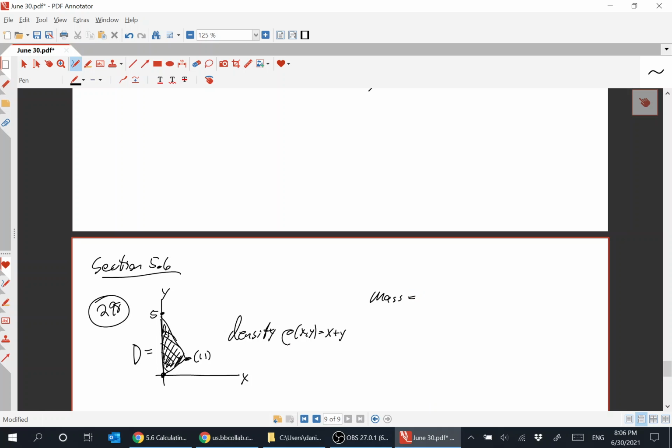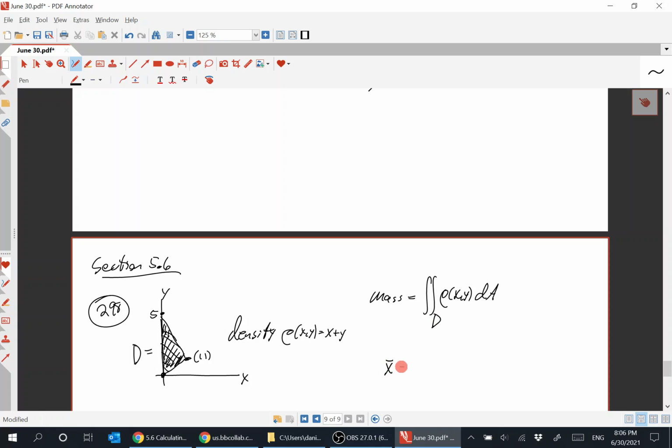If the function you're integrating is a density function, so this is density per unit area, then the mass is just the integral of density over the region. So mass is the integral of density. And you may say, what does it mean to have a negative density? Well, what does it mean to have a negative area? It's just as contrived as that, but it's one way to think of it. So the mass is the double integral of rho x, y, dA over R, or D.